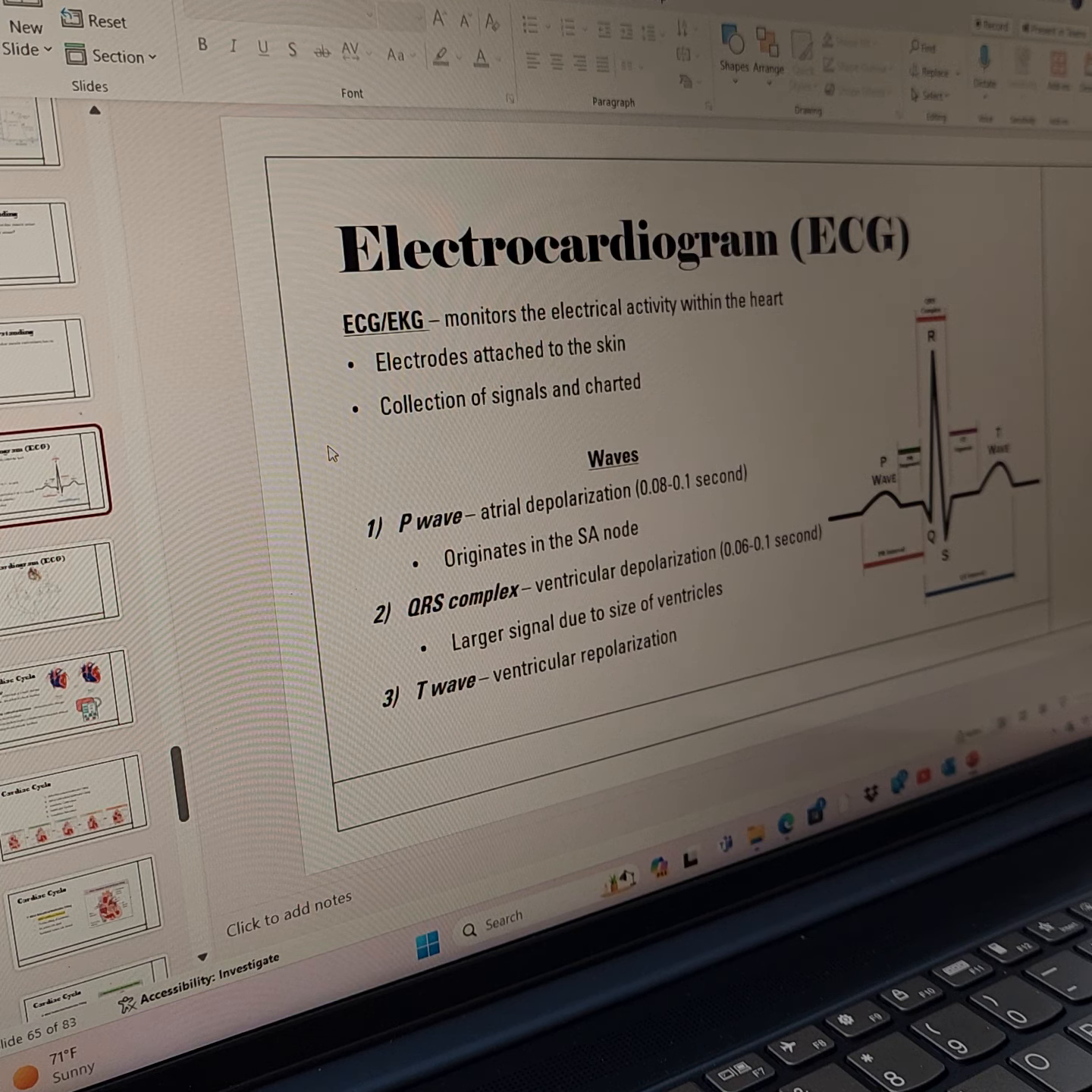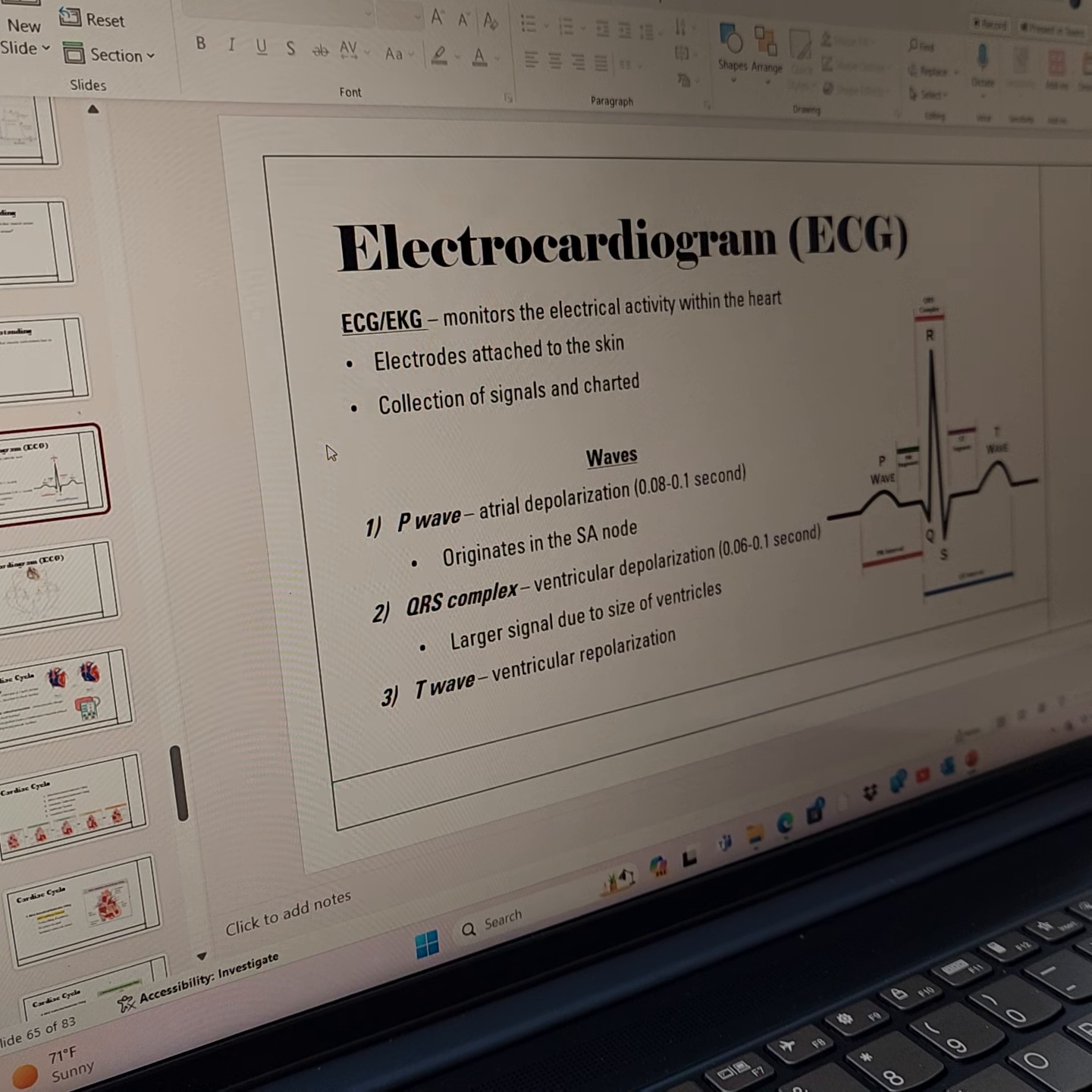Secondly is the QRS complex. This is recording ventricular depolarization. P waves are generally 0.08 to 0.1 of a second. QRS complex, the ventricular depolarization, occurs between 0.06 and 0.1 of a second. There's a larger signal due to the size of the ventricles. And then step 3 is the T wave, which is the ventricular repolarization.